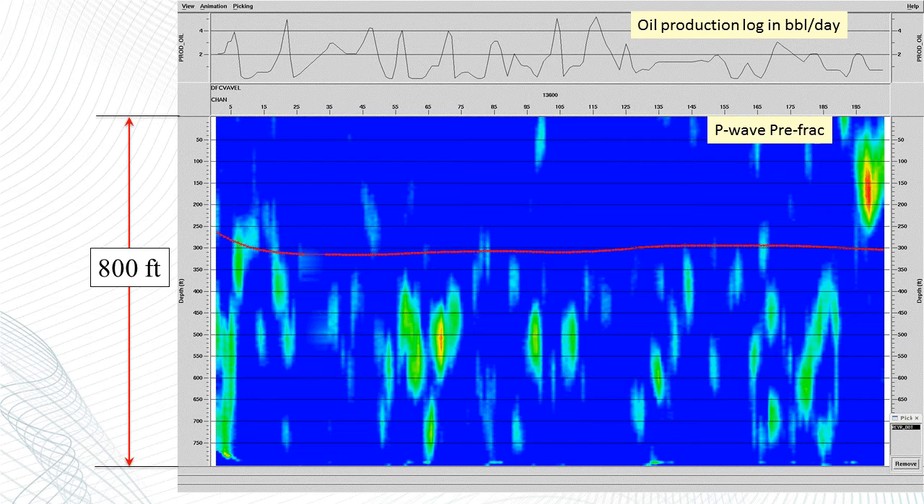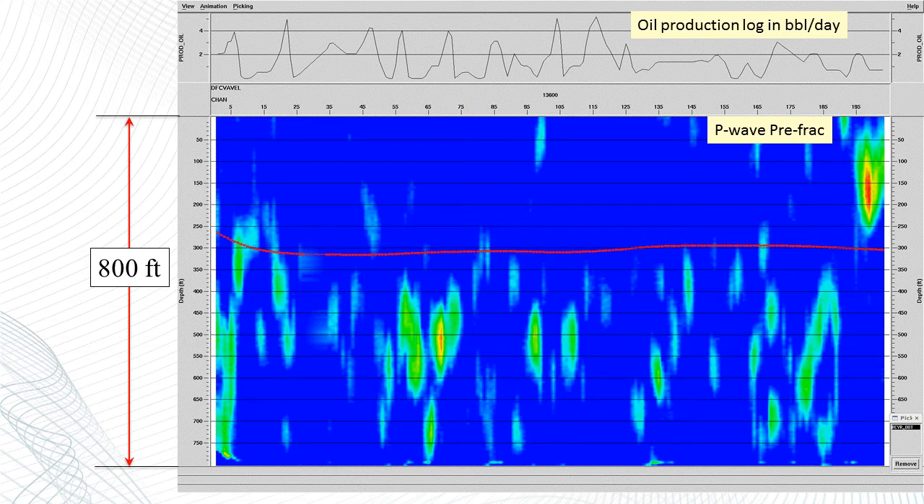This image is in depth, and the horizontal axis is data channel number along the DAS cable, and each channel is 13.2 feet apart in this case. So the DAS cable is shown here in red, and the total height of the image is 800 feet. The blue areas in the image show a lack of diffraction energy, and the green and red show diffractor images, with red being the highest amplitude and green being somewhere between the blue and the red amplitudes.